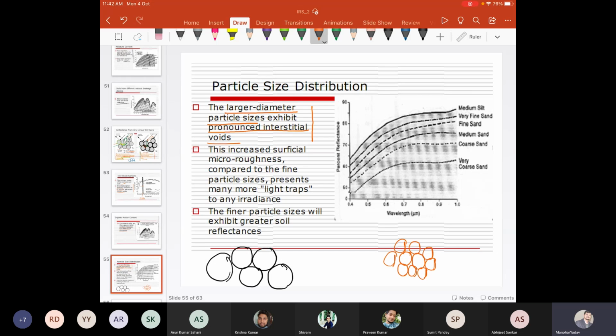And the query is, in which case do we get high reflectance, the first one or the second? Sir, in the first part, the term reflection will be more. The second one.